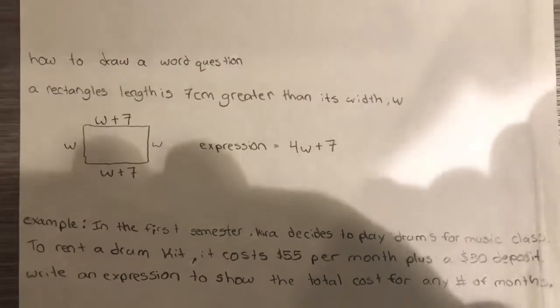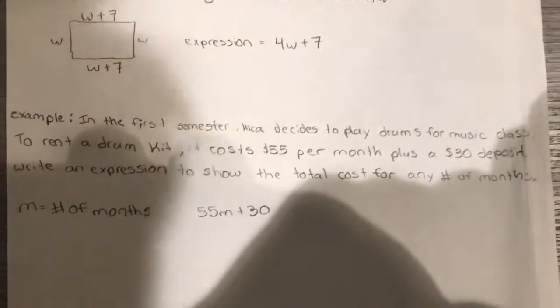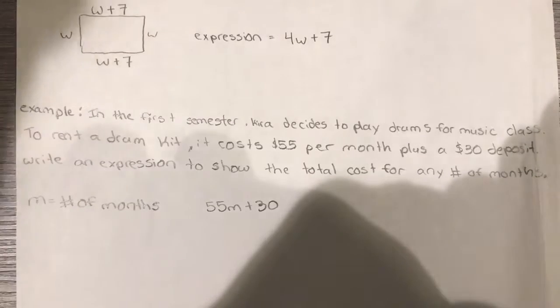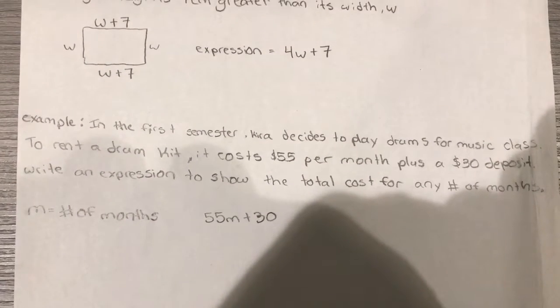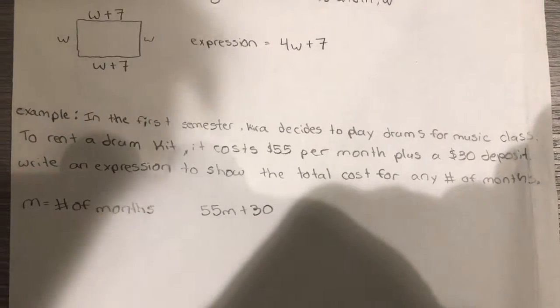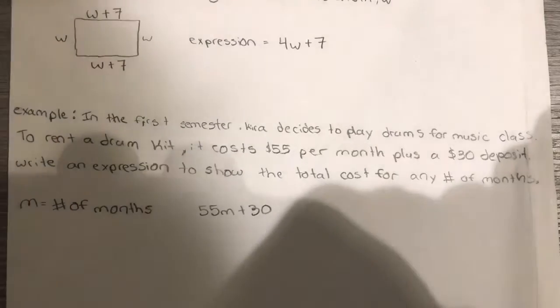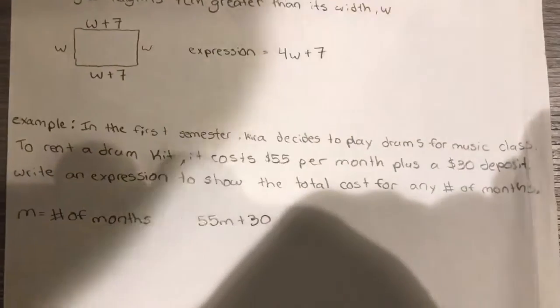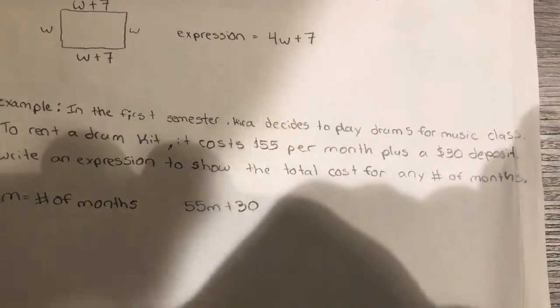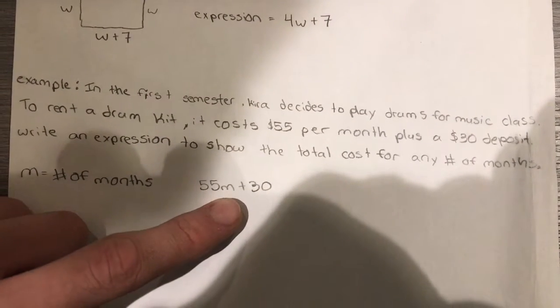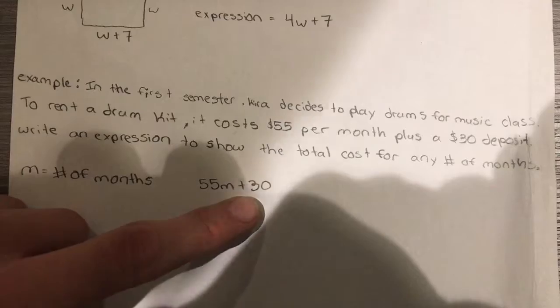The next example is, in the first semester, Kira decides to play drums for music class. To rent a drum kit, it costs $55 per month plus a $30 deposit. Write an expression to show the total cost for any number of months. So I'm using m for the number of months. So then it would be 55, and then your variable would be m, since we don't know how many months it would be, and we'd add a $30 deposit on top of it.